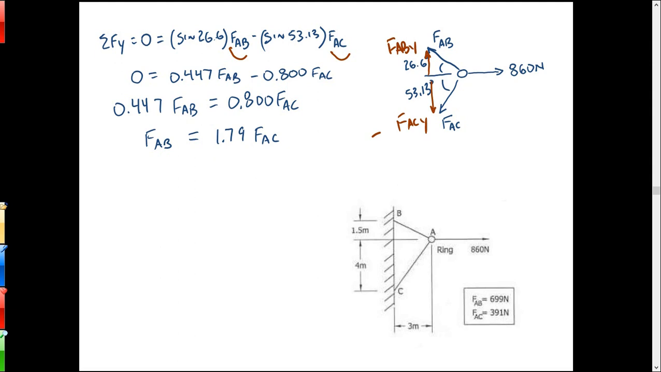Same thing with FAC. So the trig components get you the x and y components that you want, and then the full magnitude of the force goes into the equation also. Okay. And what I'm going to do is work that algebraically down so I can get a substitution going. So I got FAB is 1.79 FAC when I work through that.